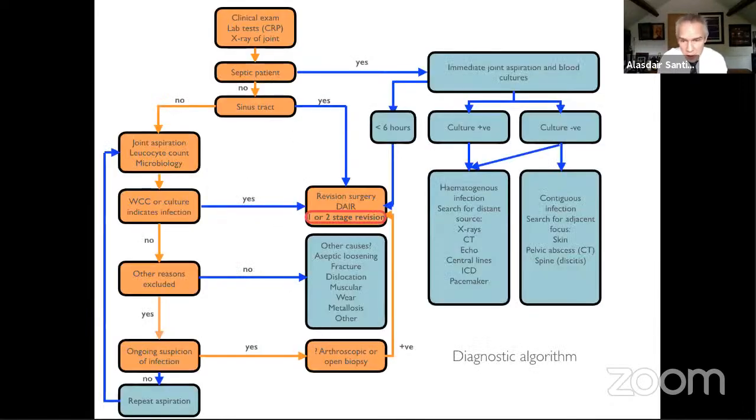And again, coming down our algorithm once again, we come all the way down that left side, right to the bottom. We've got ongoing suspicion of infection. We thought about doing further biopsies. We thought, look, we're going to have to go in.